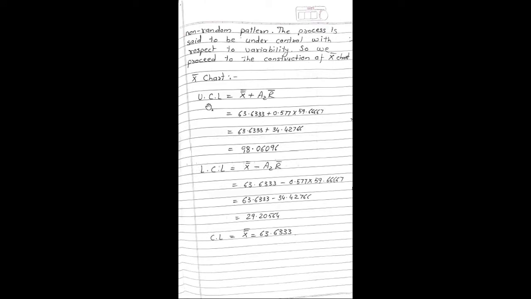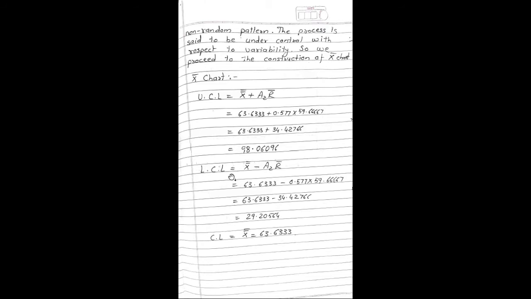Now for the X bar chart, the formula for the upper control limit is X double bar plus A2 R bar. X double bar value we already have calculated as 63.6333, plus the value of A2 is given as 0.577 into R bar, which is 59.66667. First we find this product: 0.577 into 59.66667 is 34.42766. So the upper control limit is 63.6333 plus 34.42766, which totals 98.0609.